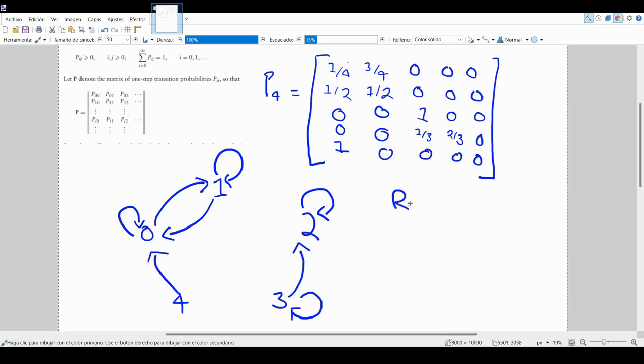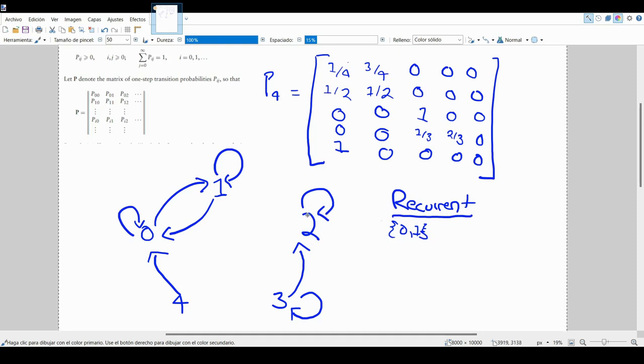We'll first start by considering the recurrent classes. Now it's easy to see here that 0 and 1 are only going to each other, and they don't have a 100% chance of staying in their own state. So no matter what, these two, if they leave, will always have a chance to go back to each other. So we can start off with 0 and 1 as a recurrent class.